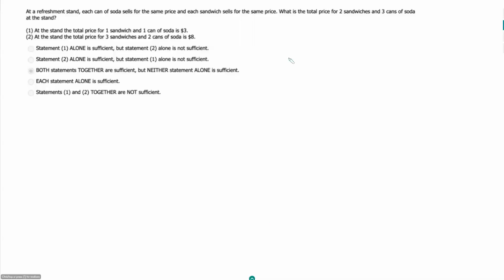At a refreshment stand, each can of soda sells for the same price. Each sandwich sells for the same price. What is the total price for 2 sandwiches and 3 cans of soda?